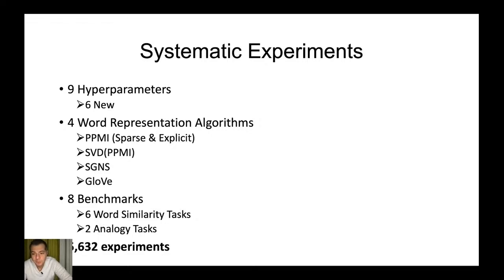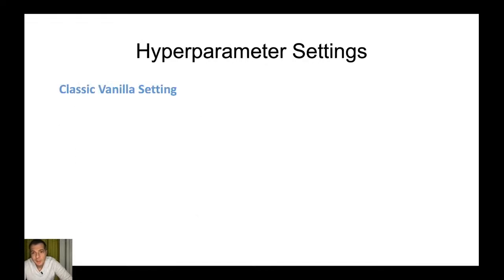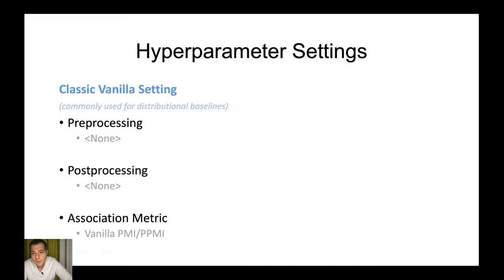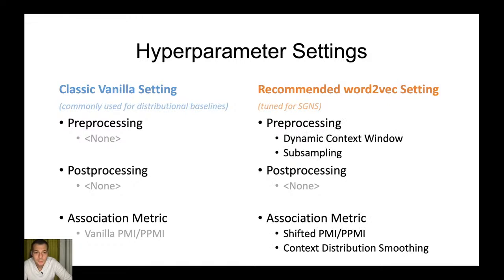And in total, they performed over 5,000 experiments. And so they consider the two hyperparameter settings, where they have the vanilla setting, which means these are the commonly used distributional baselines. So in the distributional baselines, there is no pre-processing or post-processing, and the association metric is based on a vanilla pointwise mutual information. And they also consider the recommended setting for word2vec, which is tuned for skipgram negative sampling.